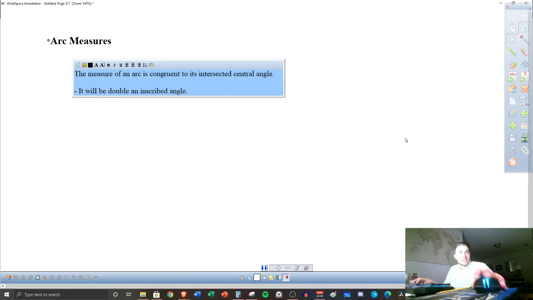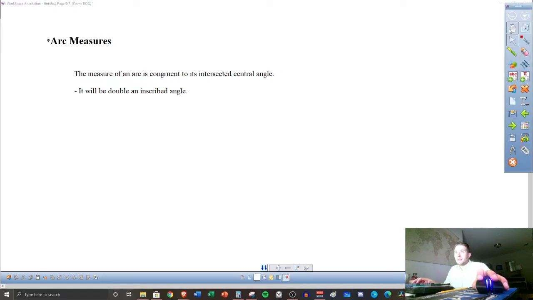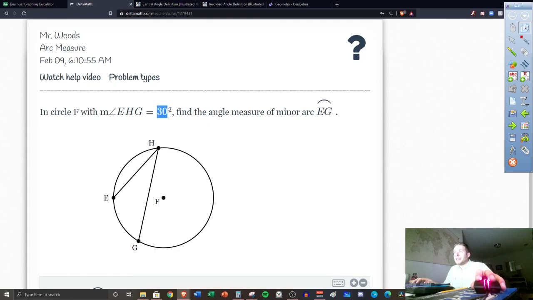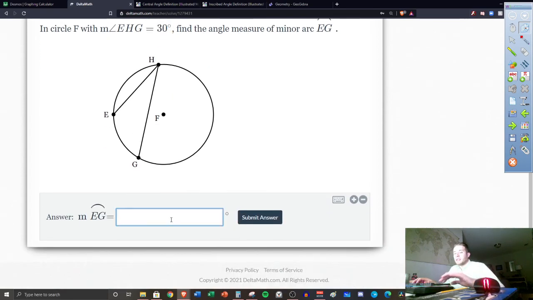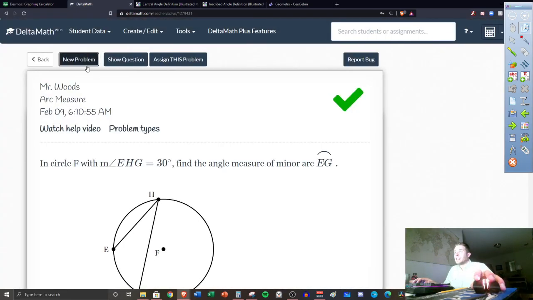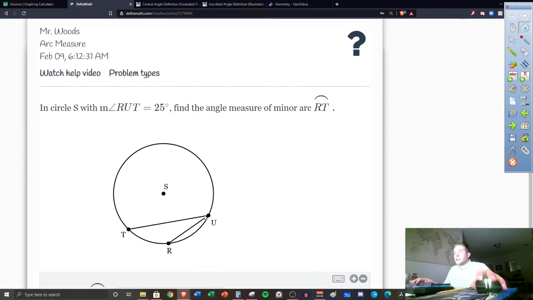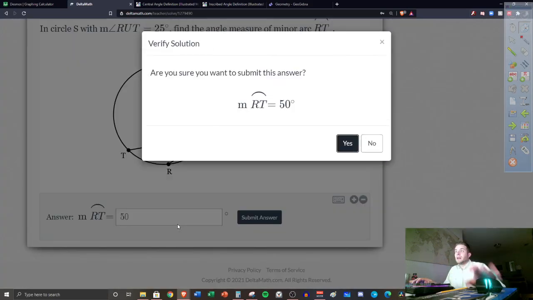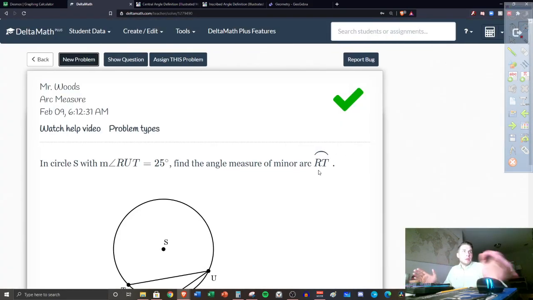This is a long lesson here. I might have to stop after this one. That'll be fine. But so we're doubling this 30 degrees, so that's 60. With that knowledge, it kind of makes this easier. Here, RUT is inscribed, so we double it. It's 50 because of that idea that the central angle would be double.